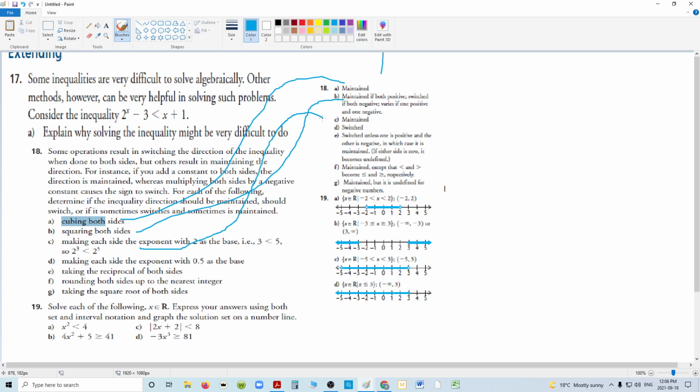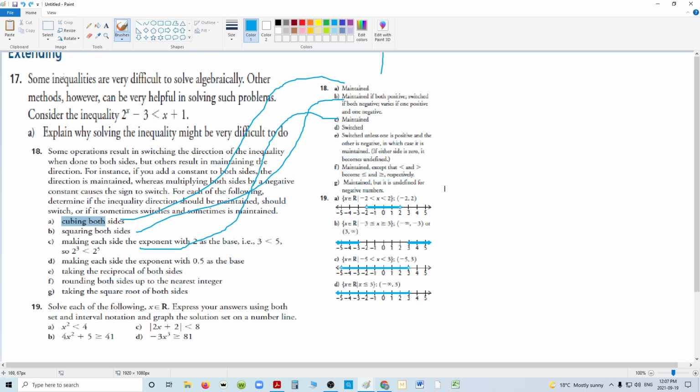Like I said, making the base of 2 is fine, and making the base a half is fine. Taking the reciprocal, switched, unless one is positive and the other is negative, which makes sense. Rounding both sides up to the nearest integer is maintained except when they become equal. Okay? Taking the square root of both sides is maintained, but undefined for negative numbers, which makes sense.